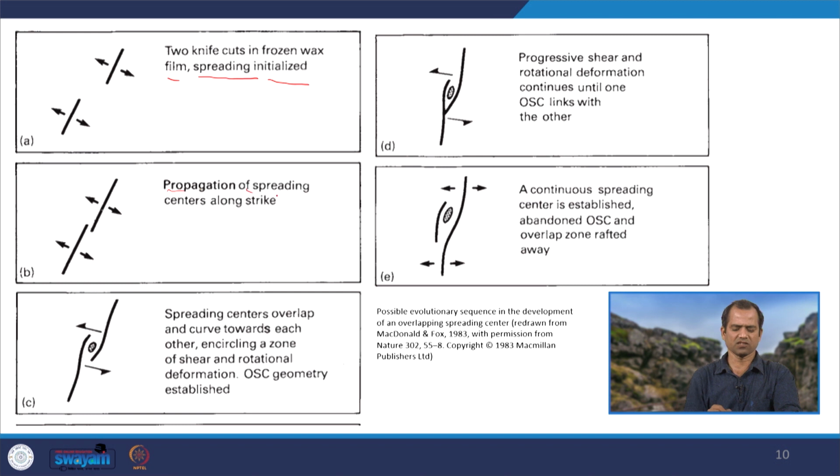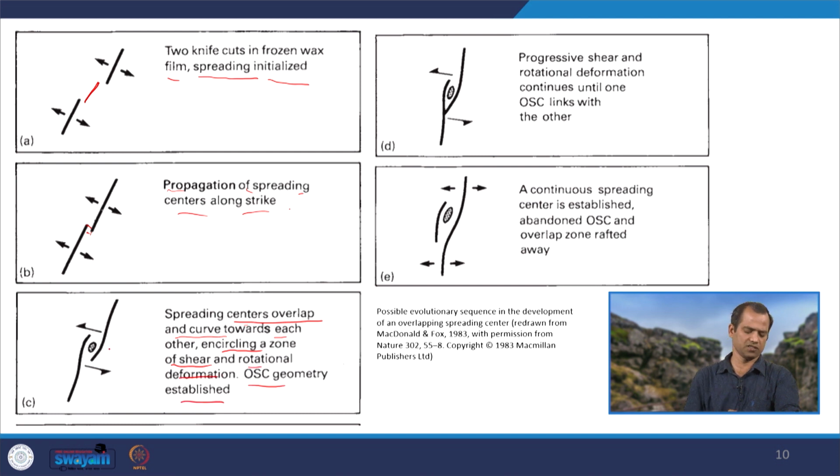Now, propagation of the spreading centers along this strike, it is propagating. Now, you see the distance earlier was this much, now the distance is decreased, in fact there is this much overlapping. So, spreading centers develop and curve towards each other, encircling a zone of shear and rotational deformation, OCS.